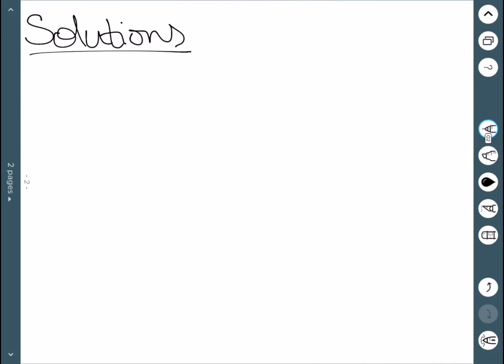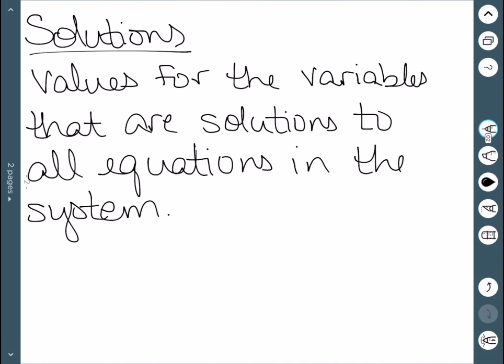Our ultimate goal is to find solutions of these systems. So what is a solution? Solutions are values for the variables that are solutions to all of the equations in our system of equations. Essentially, we should be able to take this solution, substitute it in, and get true statements in not one, but all of the equations.